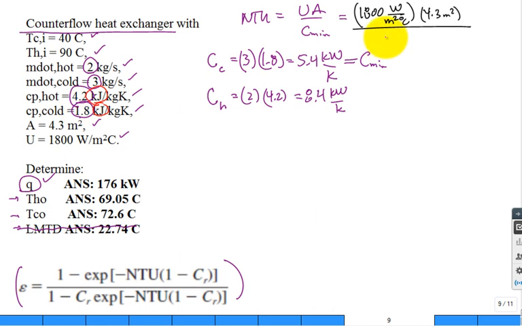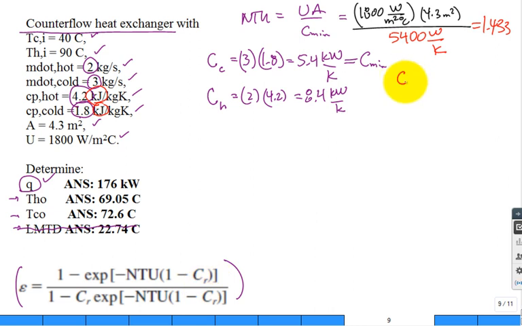So either way you handle this, you can put down here the 5400 watts per Kelvin, but don't be off by a factor of 1,000. It comes in about 1.4333. Okay. Does that look good? Somebody run it on the calculator. Thank you very much. So now I have the number of transfer units.